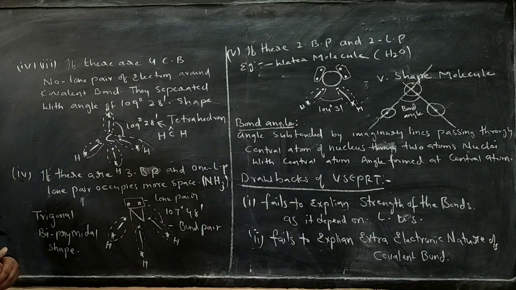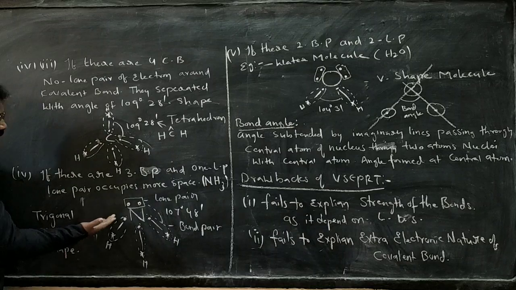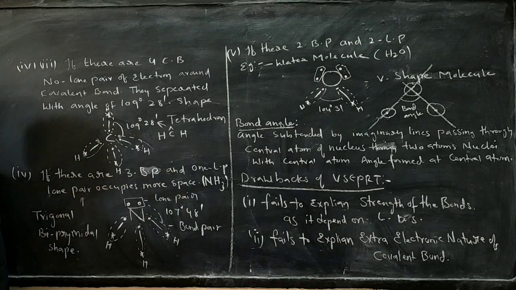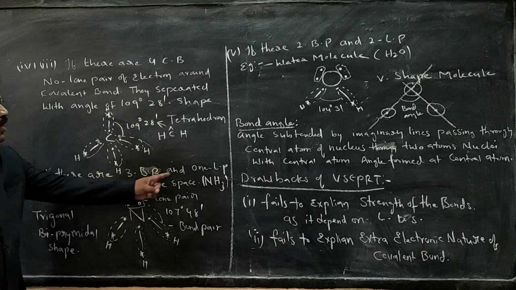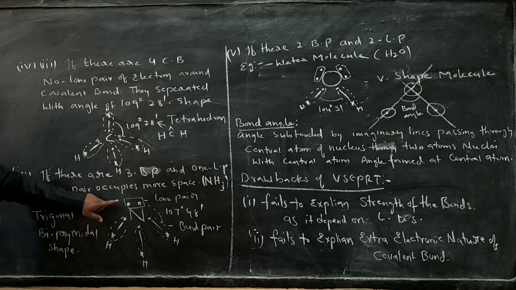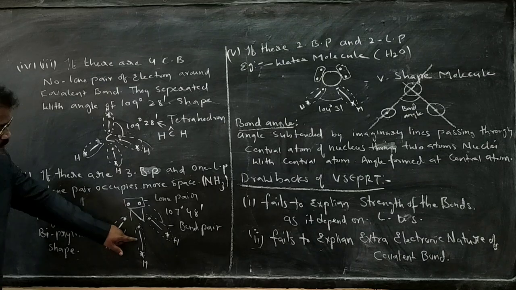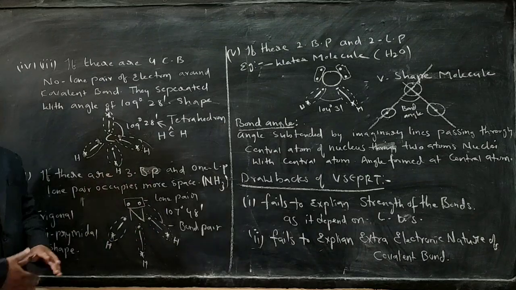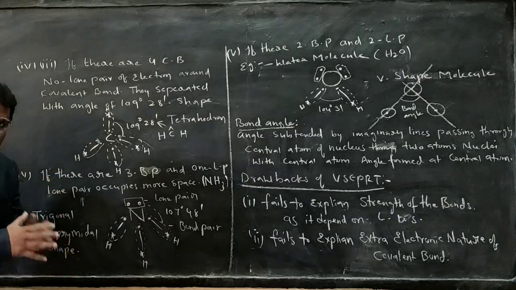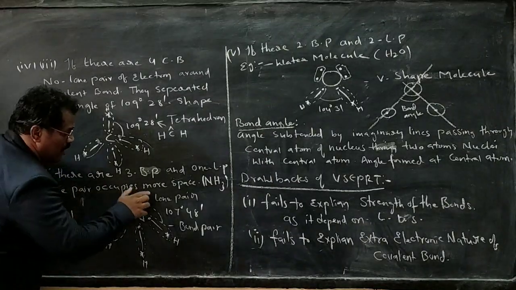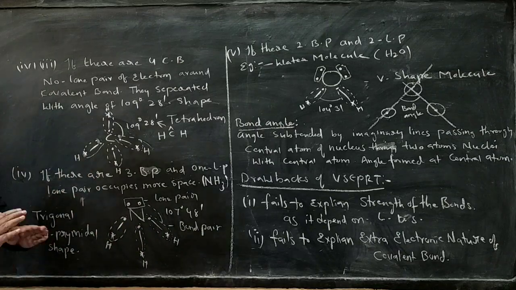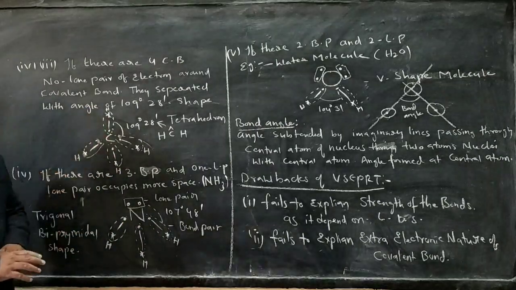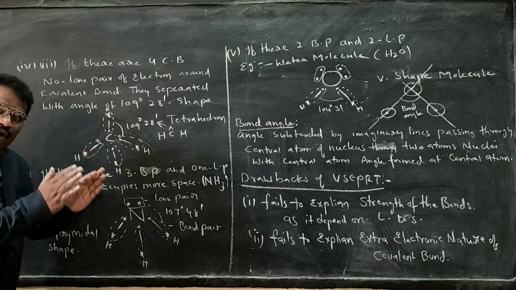Coming to the fourth point. Within this molecule, the best example is the ammonia molecule. Only 3 bonded pairs are there and 1 lone pair is existing. See here, this is the lone pair, and 1, 2, 3, 3 bonded pairs are existing. At that time, this lone pair will apply more repulsive force on the bonded pairs and occupy more space around the nucleus of the central atom.